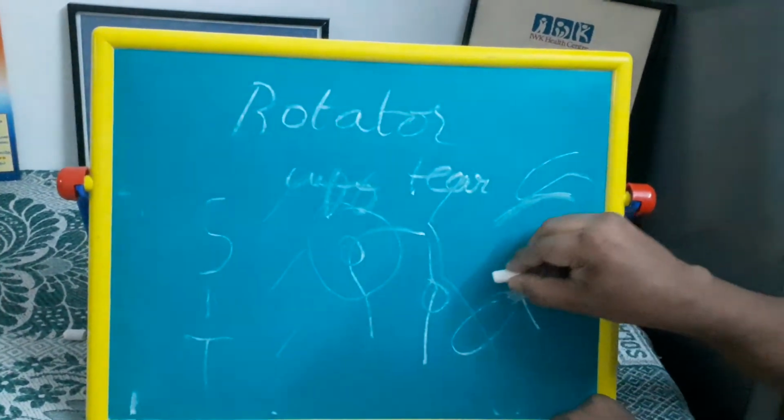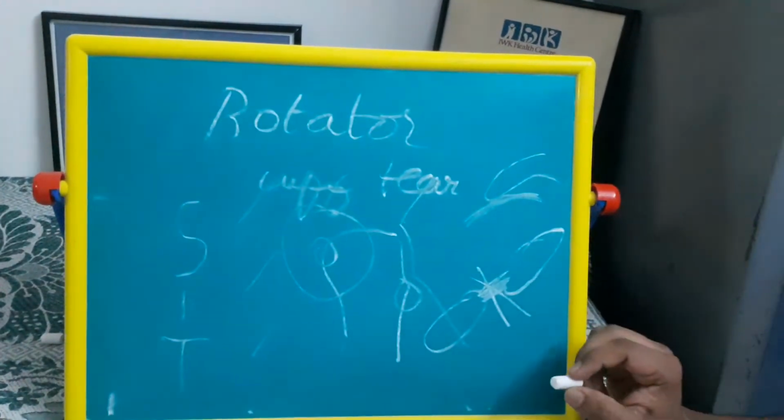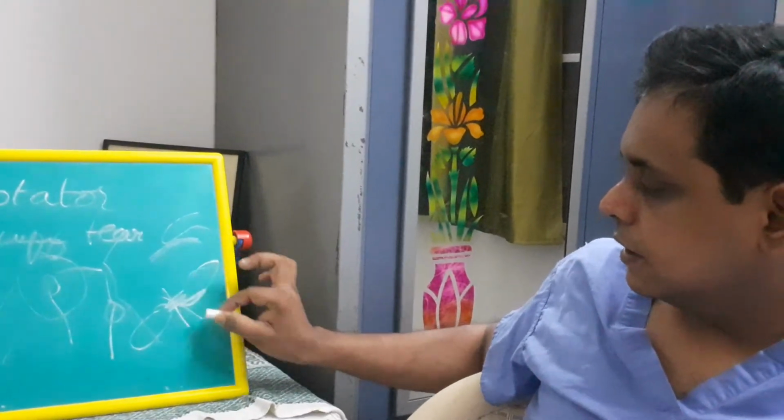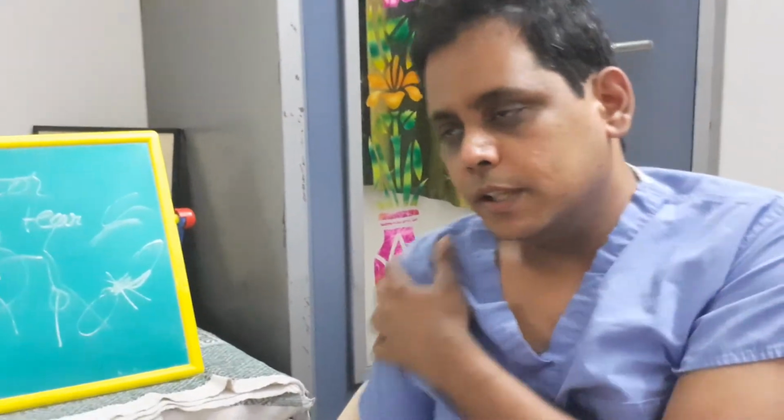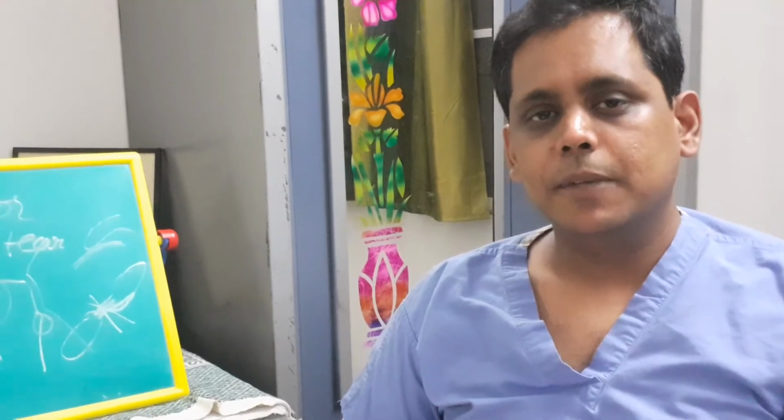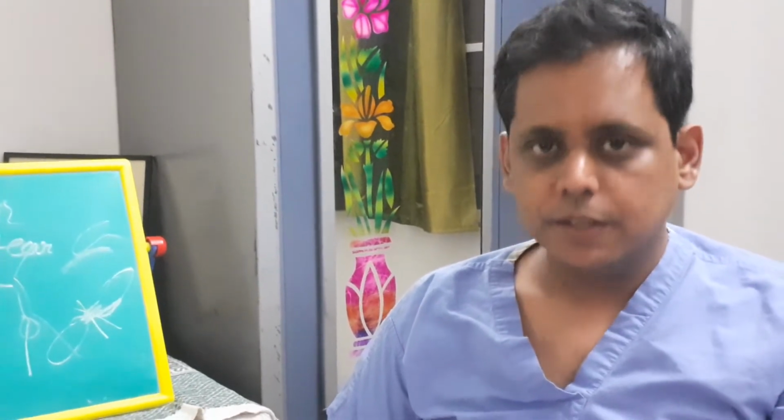So release of the coracoacromial ligament of the antero-inferior part. The antero-inferior part is in close contact with the supraspinatus tendon. So the osteotomy of the antero-inferior part of the acromion, that's called acromioplasty. So two components: coracoacromial ligament release and osteotomy of the antero-inferior part of the acromion.